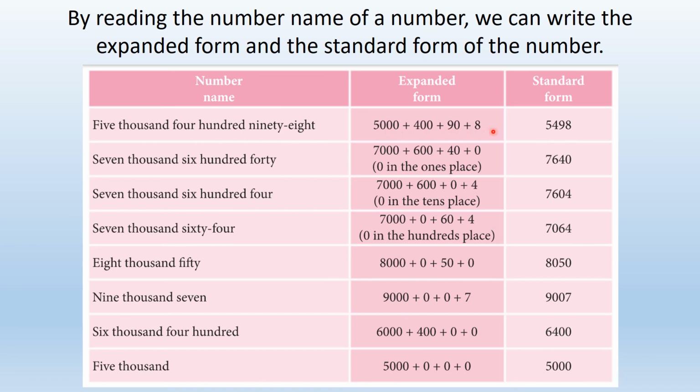After writing expanded form, you can write the standard form also. So 5498. 5 is in thousands place, write 5 here, and 400 means 4 is in hundreds place, so we should write 4 in hundreds place. 9 is in tens place, and 8 is in ones place. So like this we can write the standard form of the number.